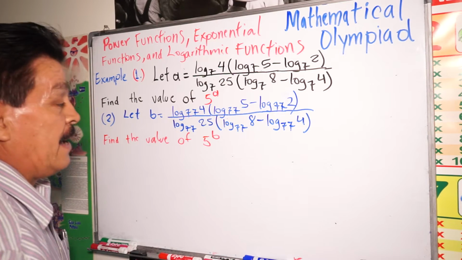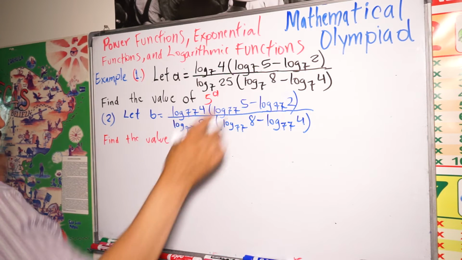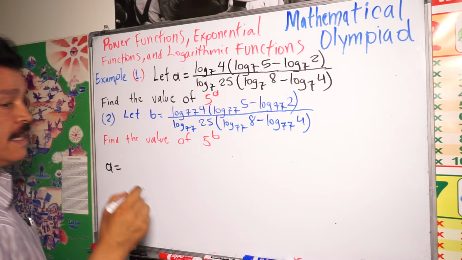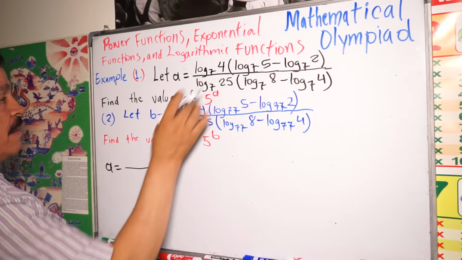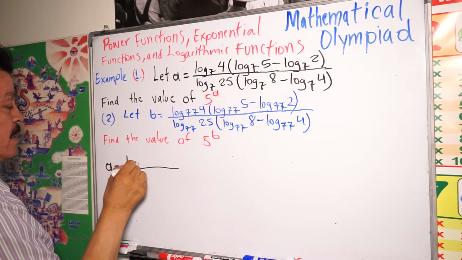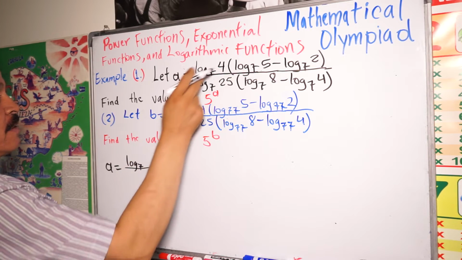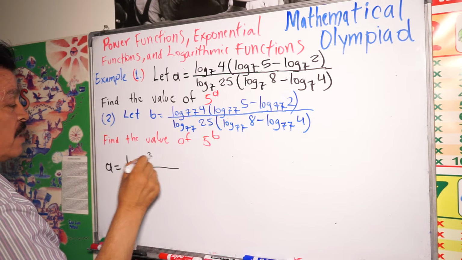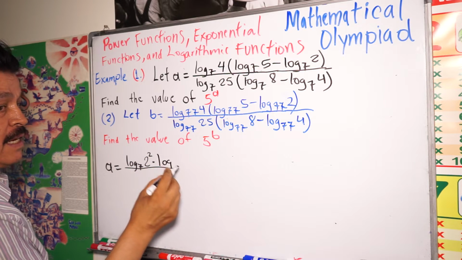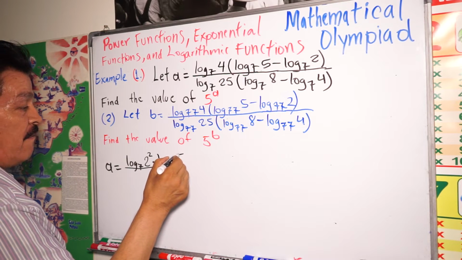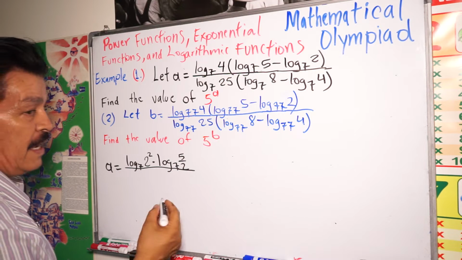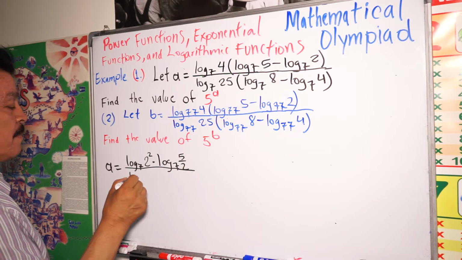Okay, let's solve the problem. Started like this. A equals, we have to work in this area first. So log base 7, we have 4, we can write 2 to the second power here, times log base 7 of 5 halves, over log base 7.